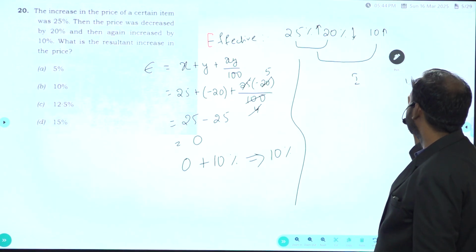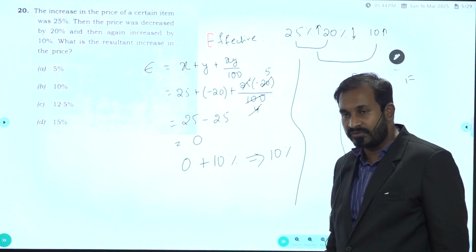initial and final. Initially it is increased by what percentage? 25%.